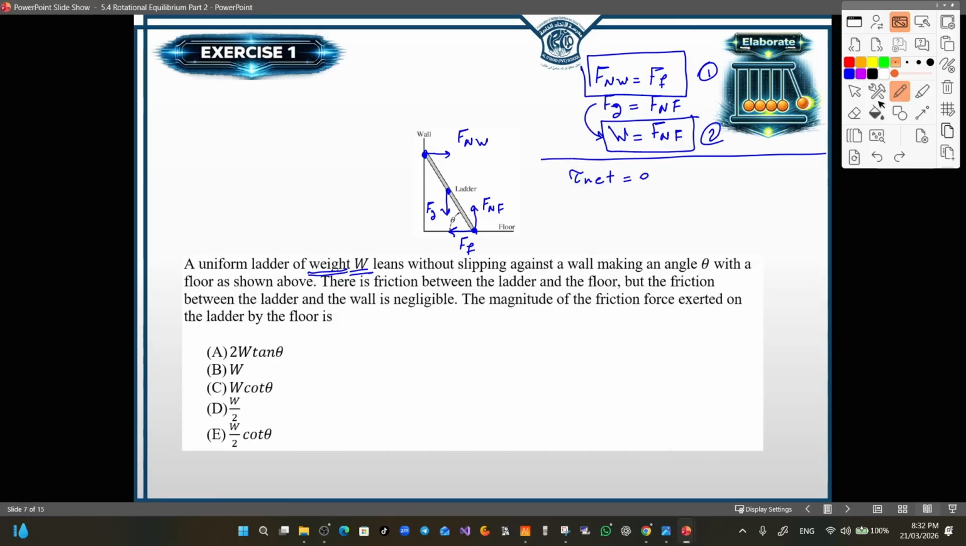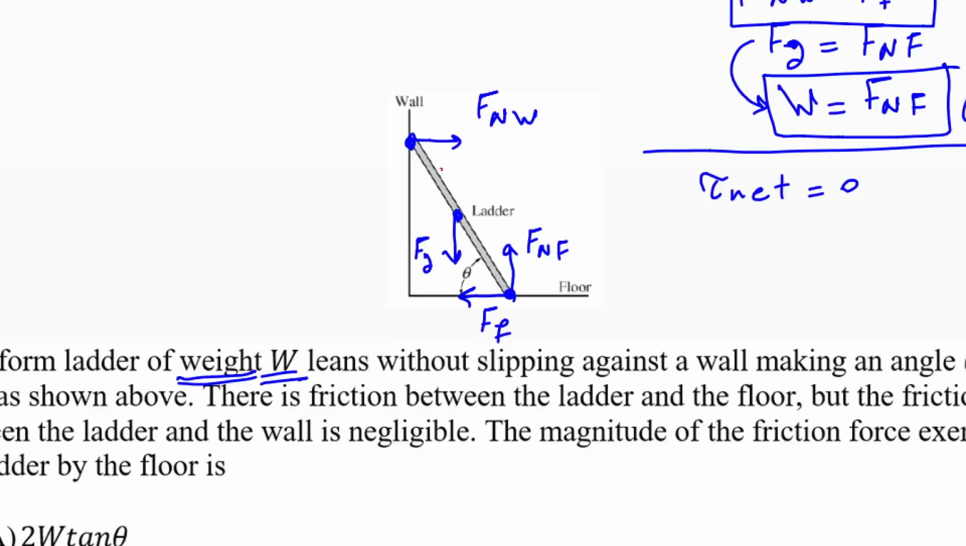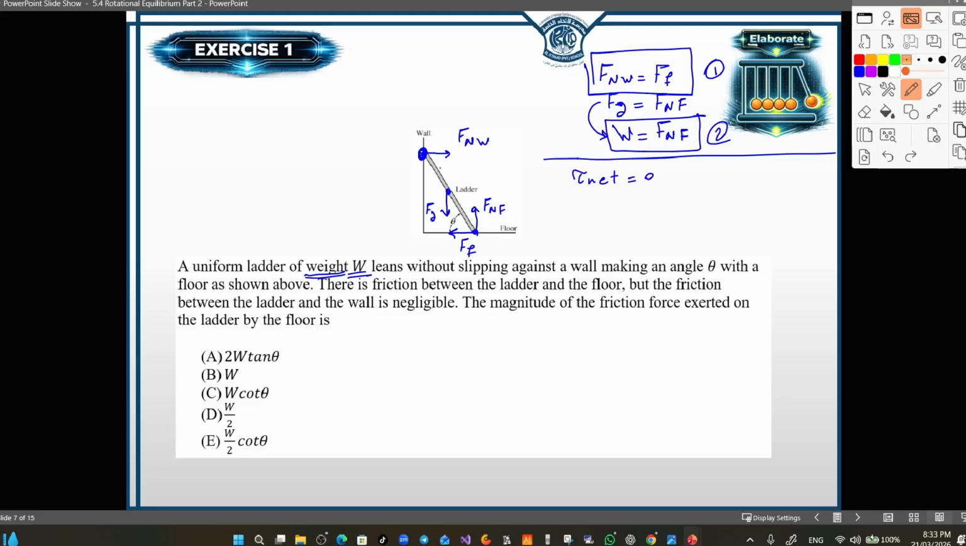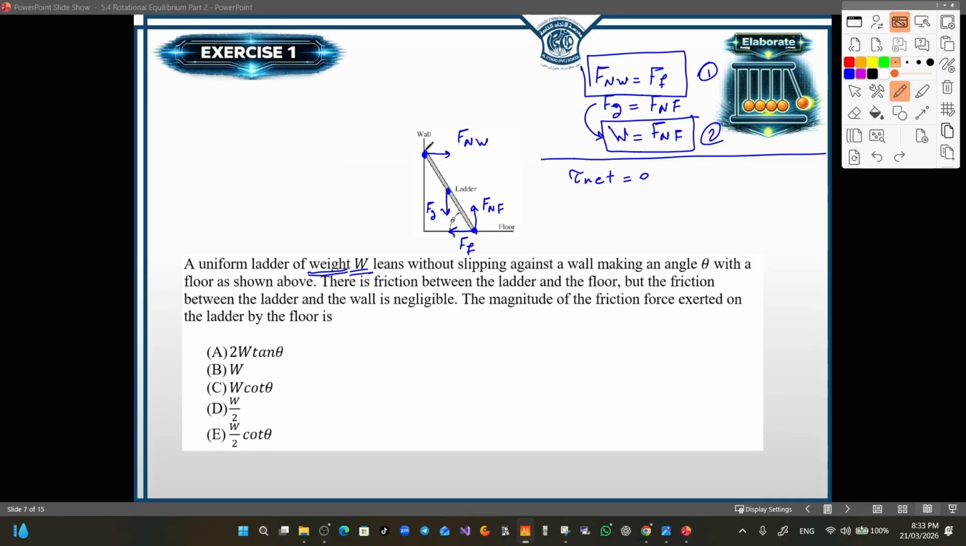Okay, so now we apply the rotational equilibrium, but before we apply the rotational equilibrium, we need to decide the pivot point. Now we're going to consider the pivot point to be at the point of application of FNW, so we can eliminate the torque due to this force. So this is the pivot. Then we draw the radial direction, which is passing through the pivot point through the ladder, and the tangential direction.